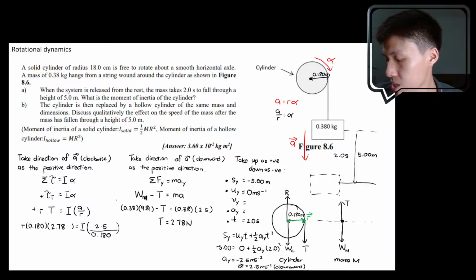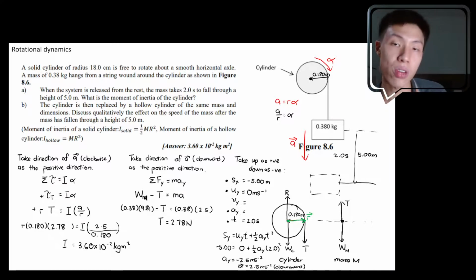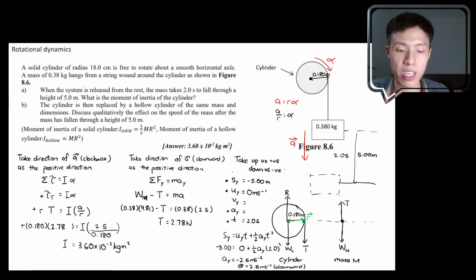Okay, so if you substitute in everything, I believe you should get your moment of inertia to be 3.60 times 10 to the power of negative 2 kg meter square. And this is how you can solve this question over here. Again, the question seems a bit complicated, but the steps are quite standardized.